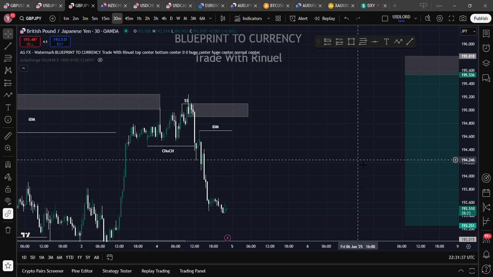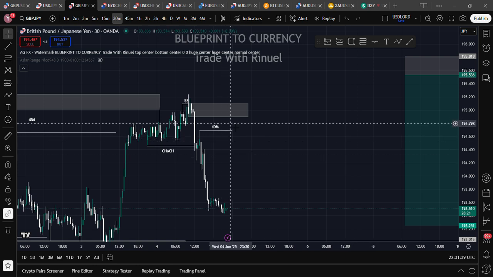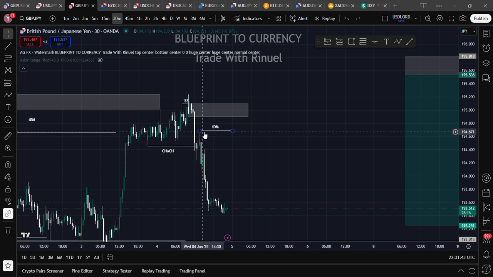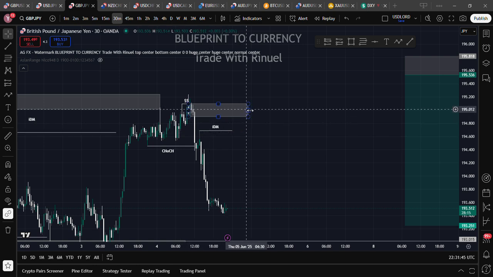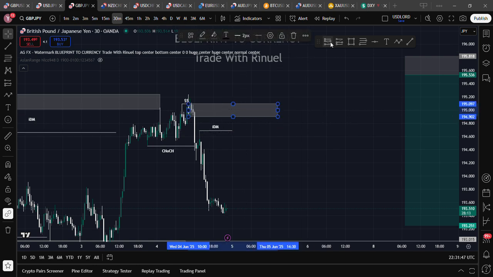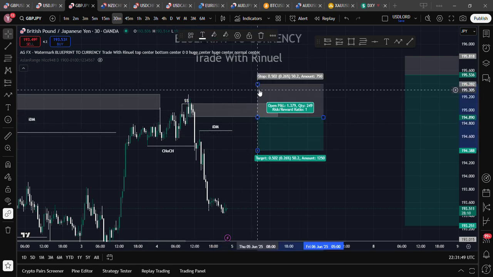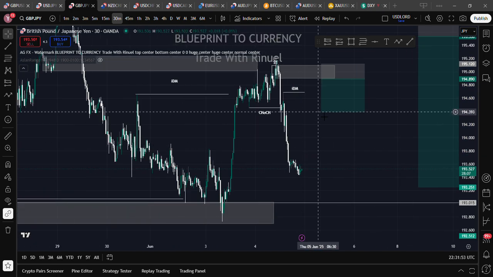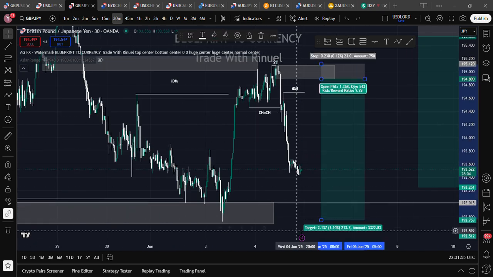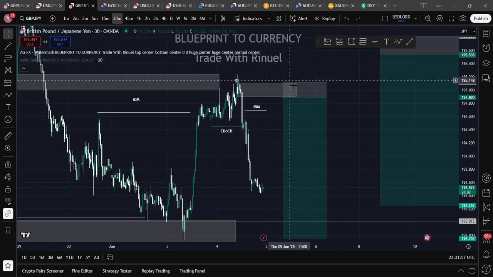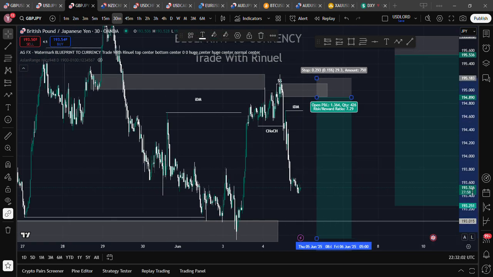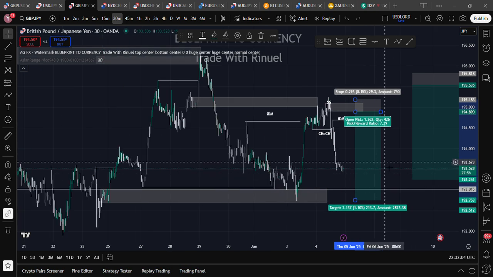So my bias for GBP JPY is that once price comes back here, it will take out this inducement, tap into this zone and continue its run downward to the final TP here. This will be a very good 1 to 7 risk to reward here. So as you can see, very simple.